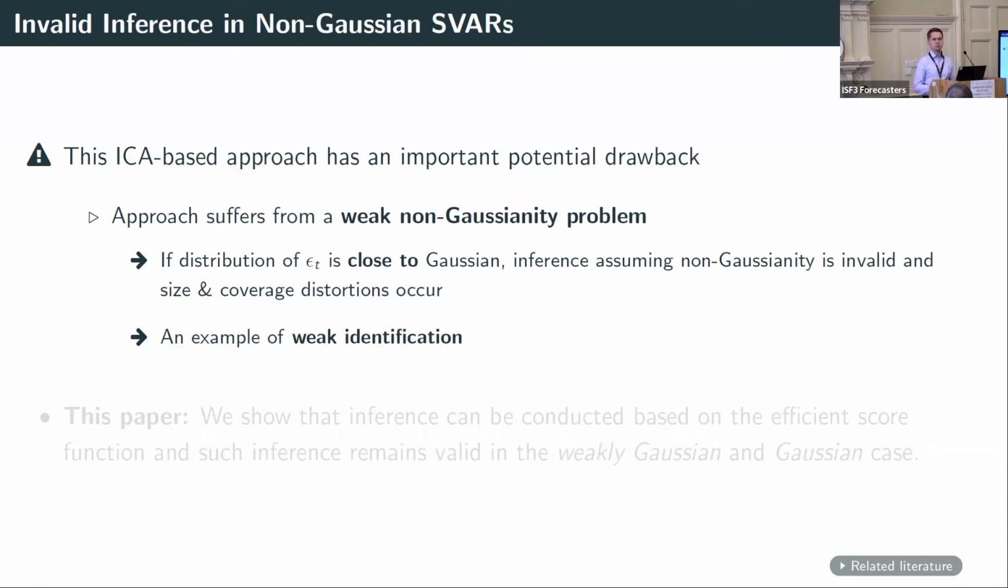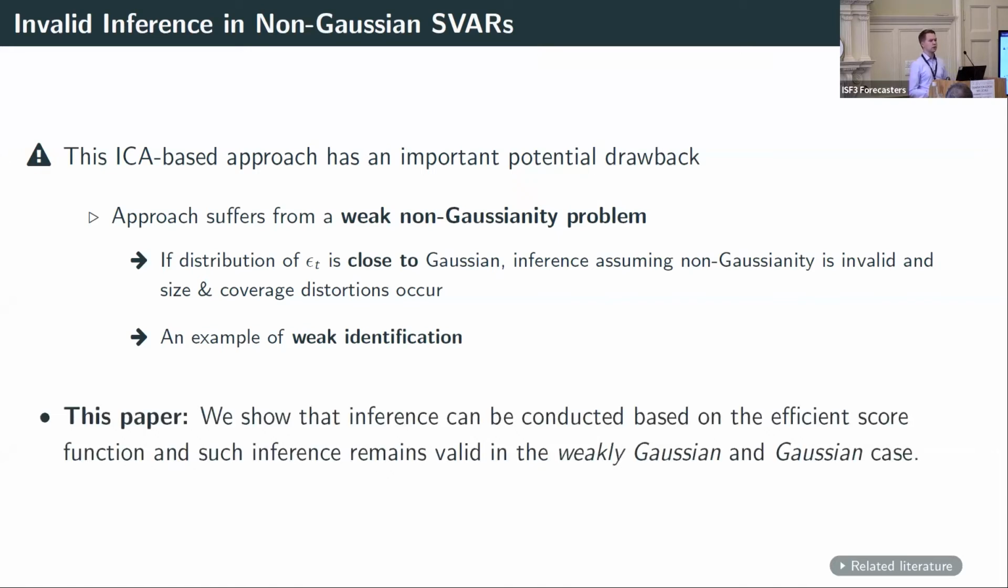So in the IV problem, we sort of need a sufficient correlation between the instrument and the endogenous regressor. Here, we need a sufficient distance from Gaussianity in order for standard asymptotics to kick in and inference to be valid. So what we do in this paper is we show that you can indeed conduct inference under weak non-Gaussianity based on an approach that relies on the efficient score function of this model. And we show that this inference remains valid both in the case where you have weak non-Gaussianity or in the case where you actually have Gaussianity, which then comes at the cost that power of this approach is essentially flat.